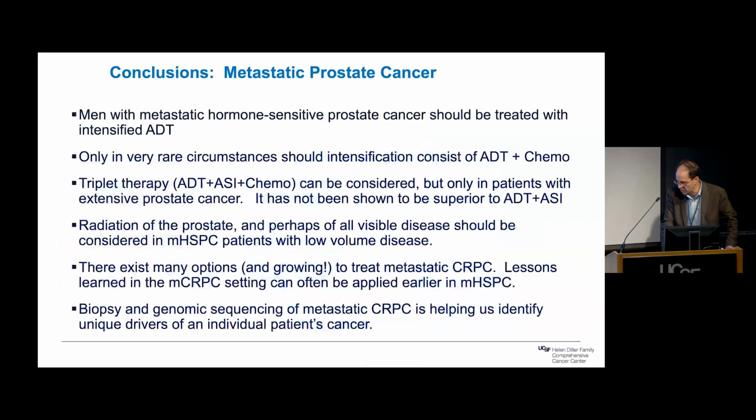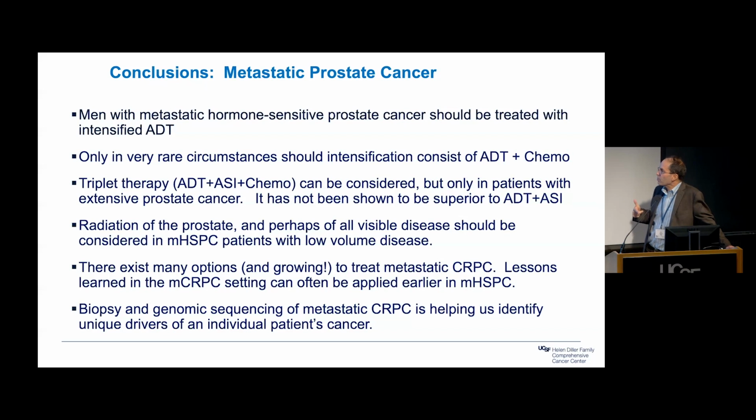So here are my conclusions, and then I'm going to hand it back over to Ivan. I've already told you this. Men with metastatic hormone-sensitive prostate cancer should be treated with intensified ADT. And if you're not, it's not the standard of care. Only in very rare circumstances should intensification consist of ADT plus chemo. Triplet therapy, adding chemo and an ASI, can be considered, but only in patients with very extensive prostate cancer, and it has not been tested against ADT plus ASI. So we don't know if it's better.